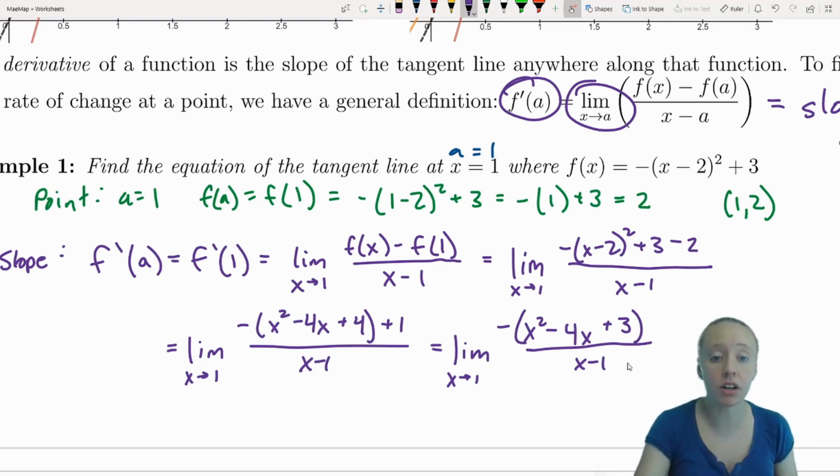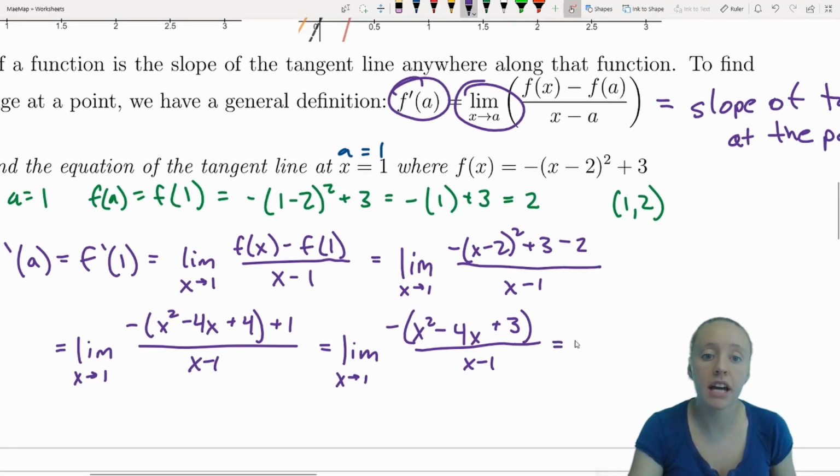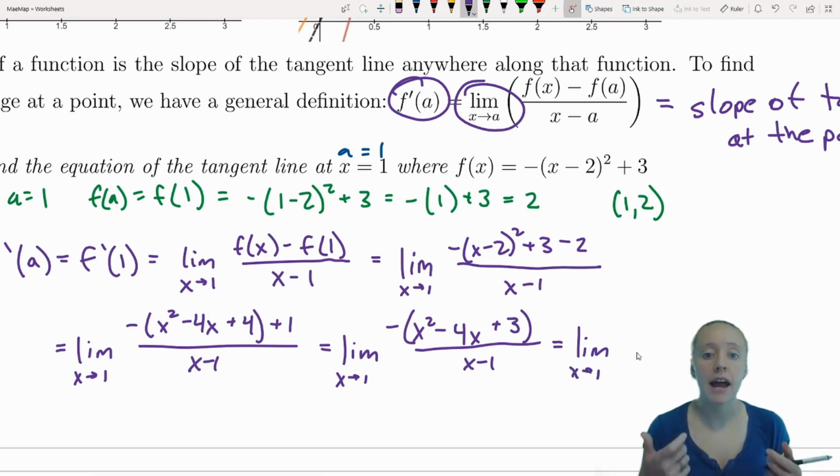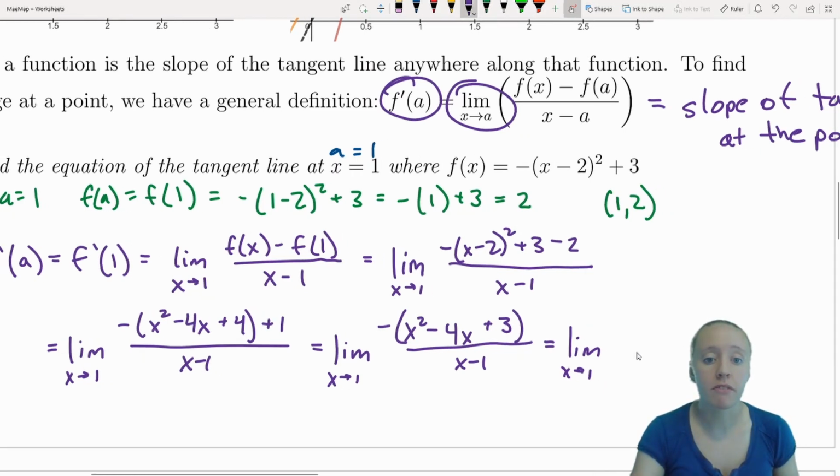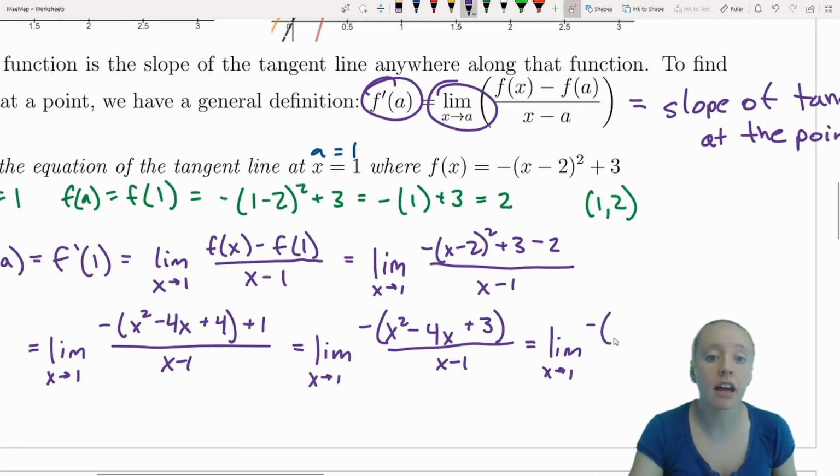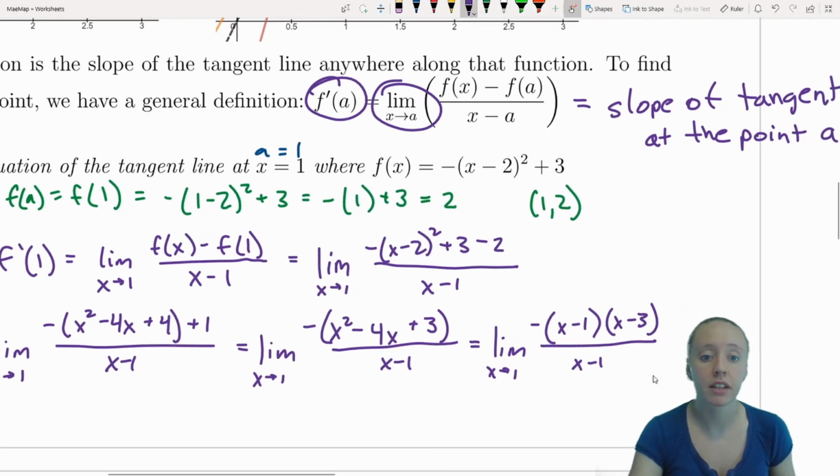So I'm going to have the limit as x approaches 1 of, how do you factor this? x squared minus 4x plus 3. What multiplies to give me a positive 3 and adds to give me a negative 4? That's going to be negative 1 and negative 3. So it factors into negative (x minus 1)(x minus 3), and that's all over x minus 1.